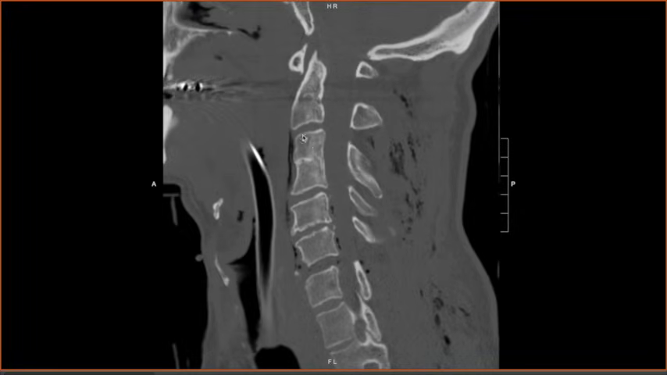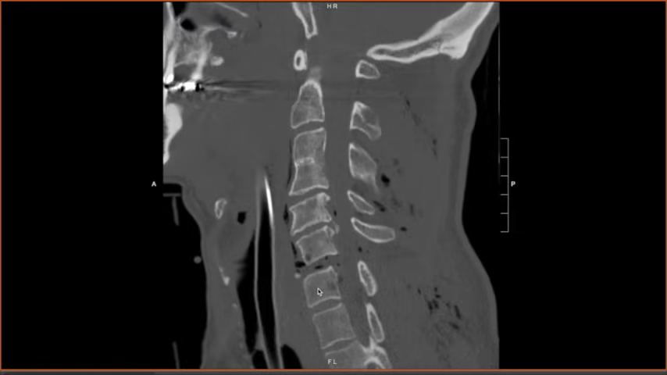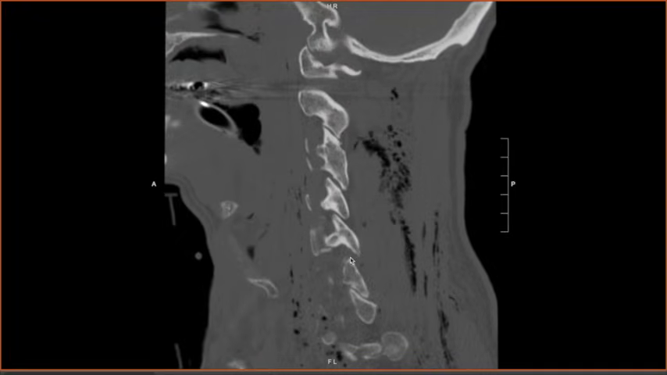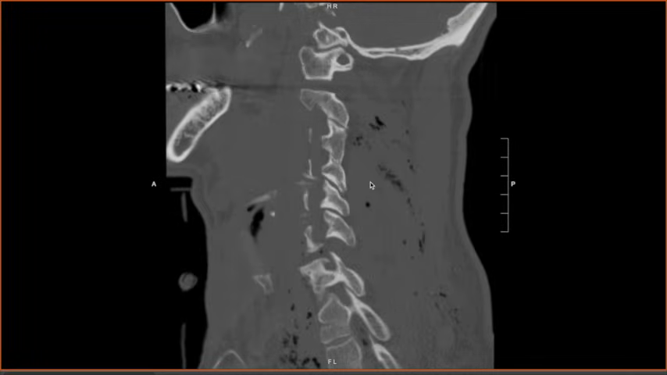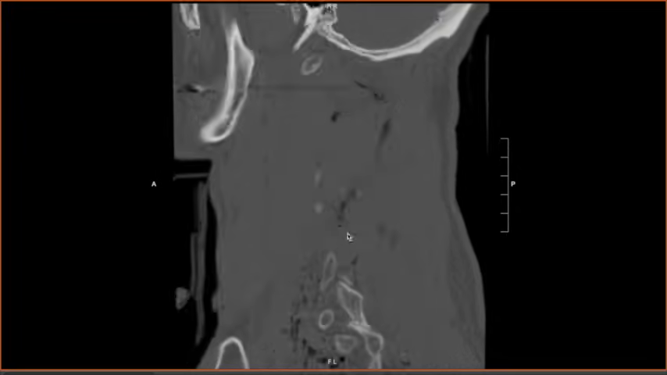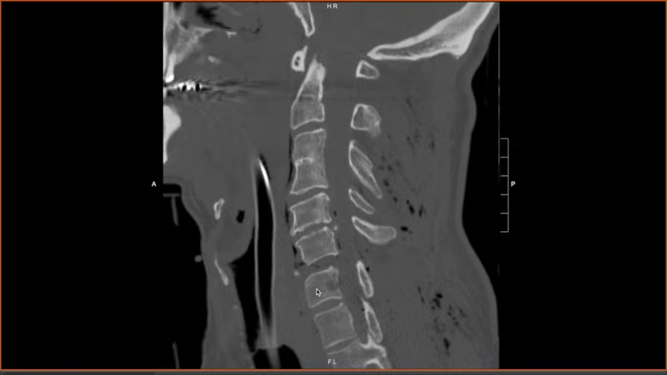So this here is C2, 3, 4, 5. This is C6 here. C6 is malaligned with C7. There's a little bit of widening of space posteriorly. And if we look at the facet joints bilaterally, they're severely widened. Remember, any widening should be called. This is not subtle. There is distraction of the facet joint here on the right, as well as even more severely on the left. This is an unusual case. There's distraction at the craniocervical junction, as we showed earlier, as well as lower down in the spine. That's rare, but this is a case of it.